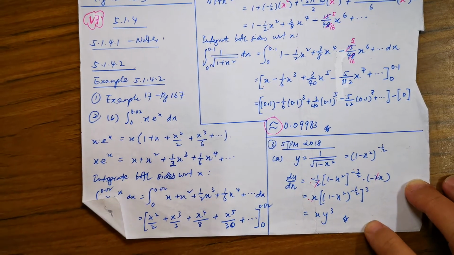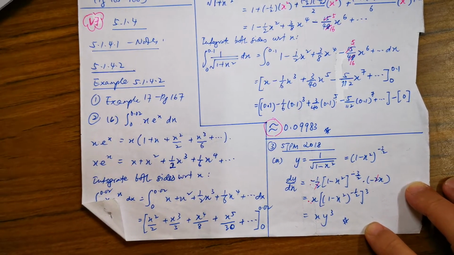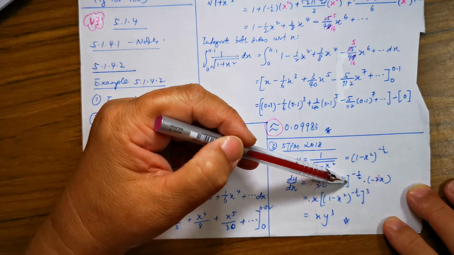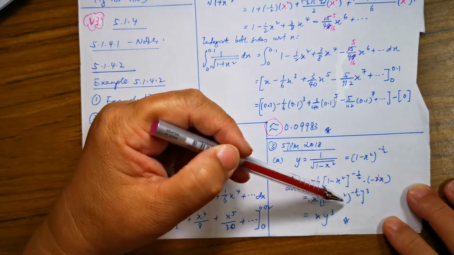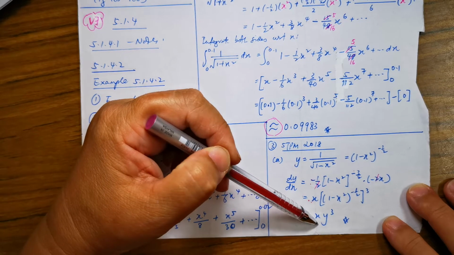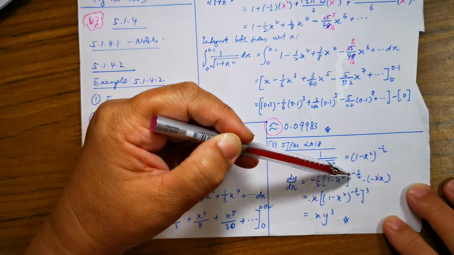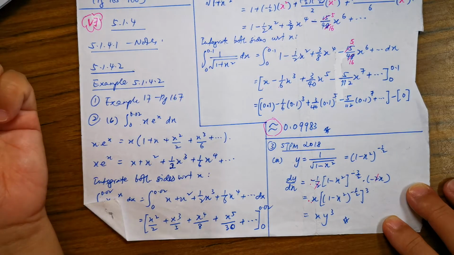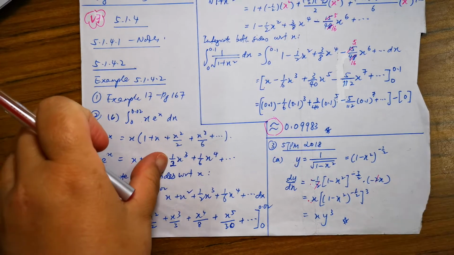This is the first part that they want you to show, which is only given 2 marks. 1 mark for your differentiation, of course. 1 mark for you to show this thing and write the answer. Don't jump straight from here to your answer. You must at least show this step. Okay, so this is part A. Okay, next.